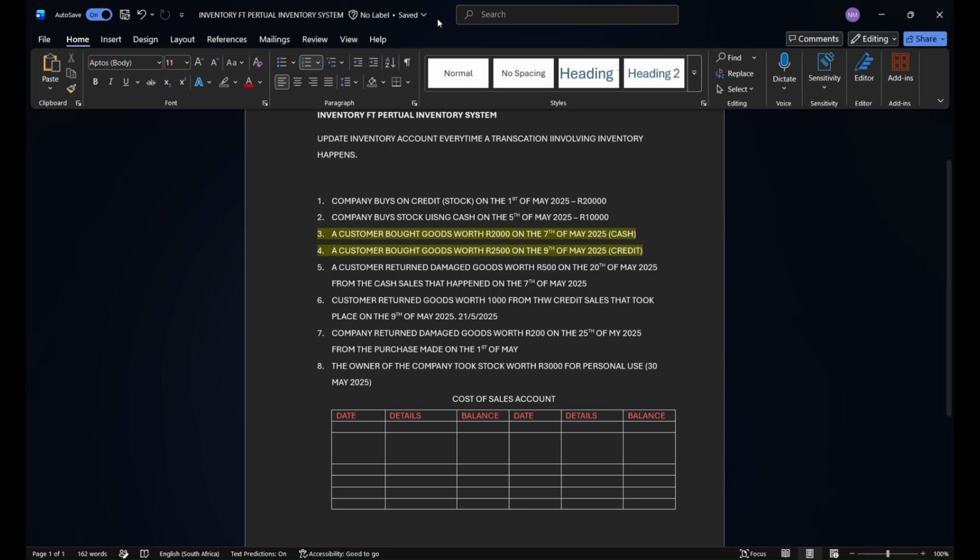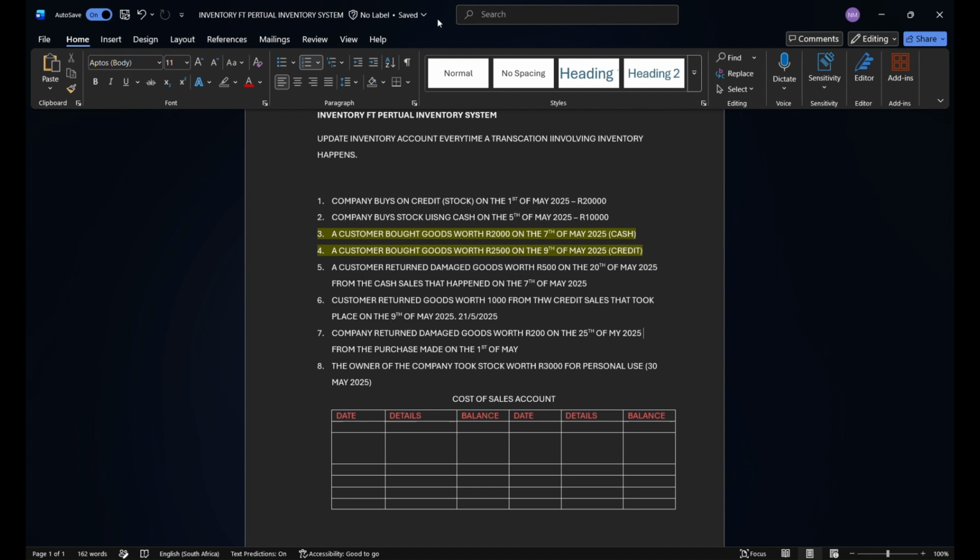So I'm going to carry on from where I left off. Right now we're looking at the cost of sales account. Cost of sales account increases on the debit side and decreases on the credit side, right? So when a customer buys, cost of sales increases. We only record when an item is being sold with cost of sales. So every time the company sells to a customer, we record, right?